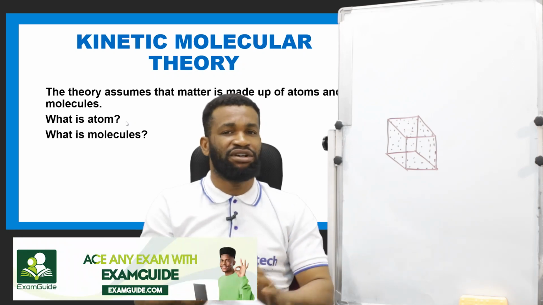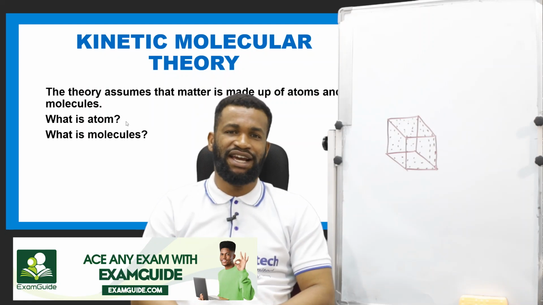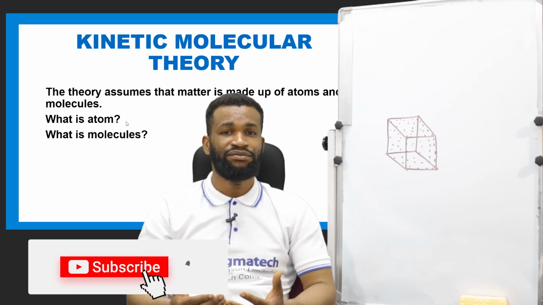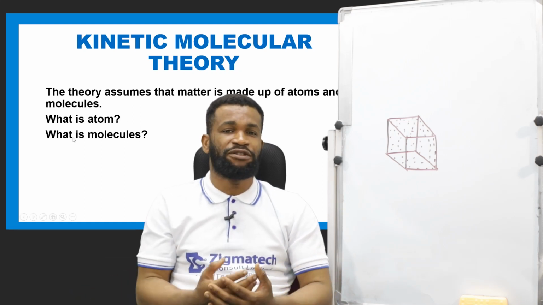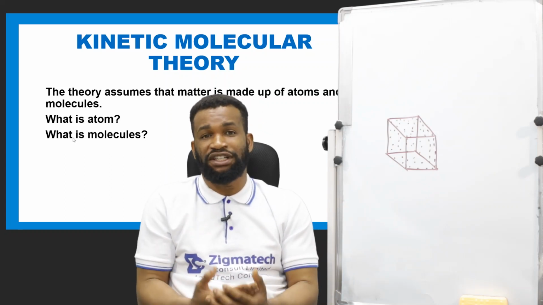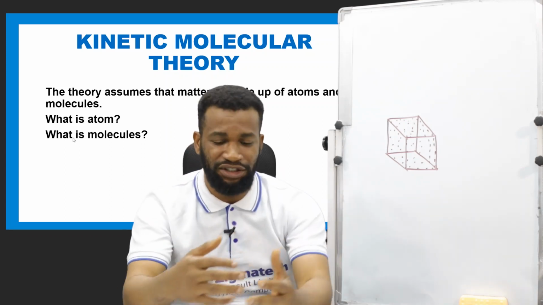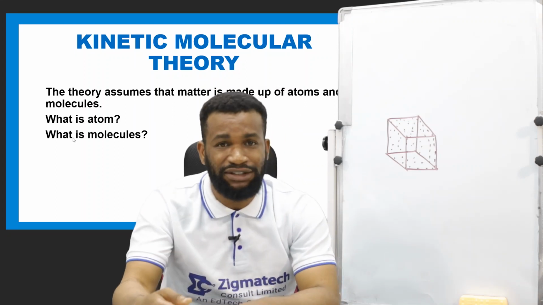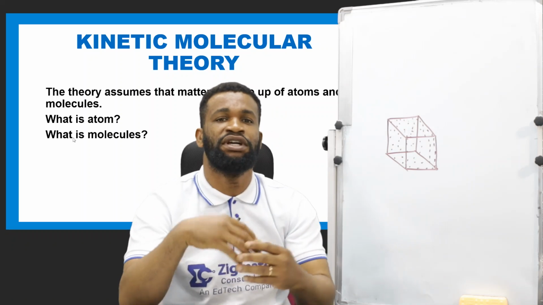But after many years, many other scientists came up to say, yes, there is this smallest part of a substance which can not be divided. So they call it the atom. So we say that an atom is the smallest part of an element which takes part in chemical reaction. We also say that a molecule is the smallest part of an element which can exist alone and still retain the properties of that substance, and can also be part of any chemical reaction.